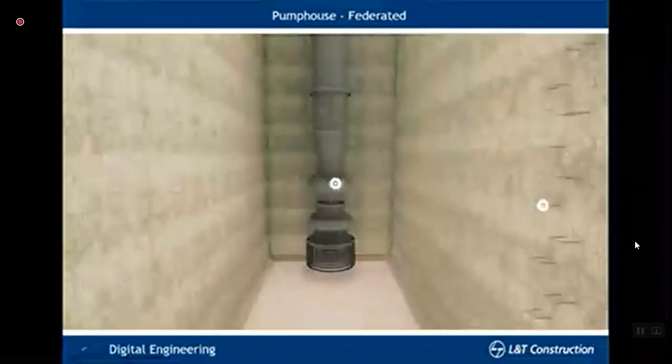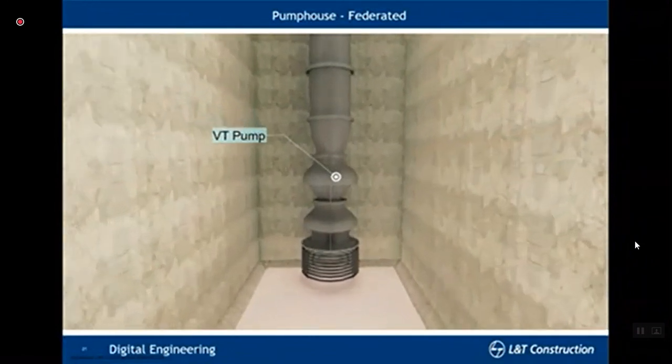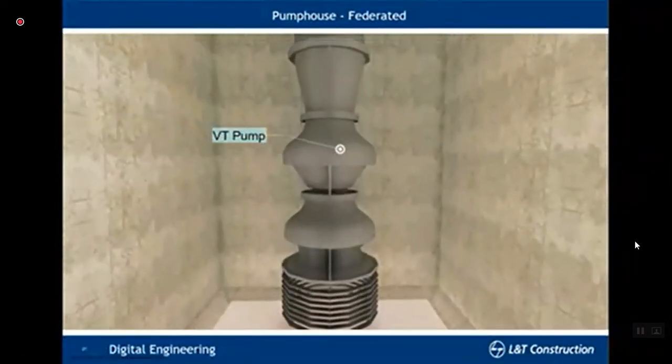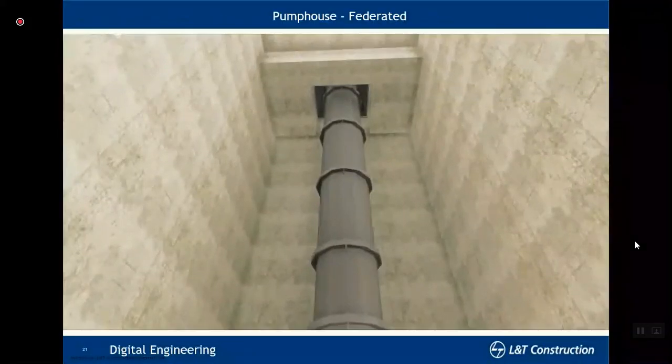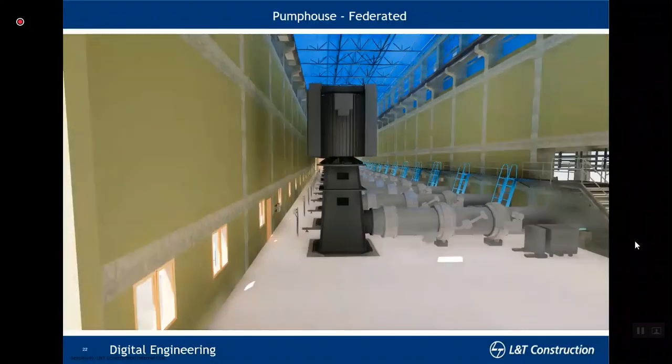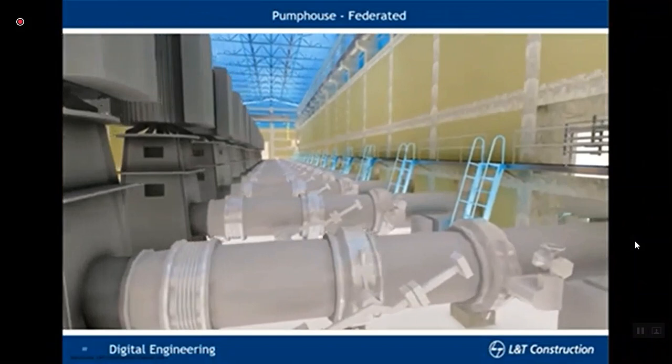If I go in, now you can see the VT pump, or the vertical turbine pump, which is pumping water from here to the main system. Let's go to the inside. Now, if you see here, this is the federated interior part of the pump house.